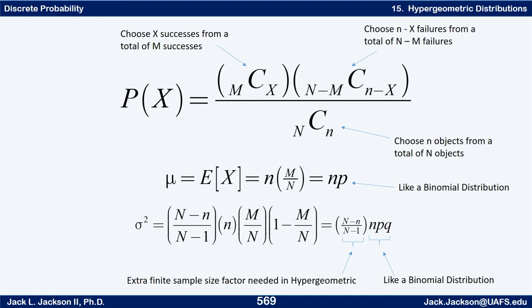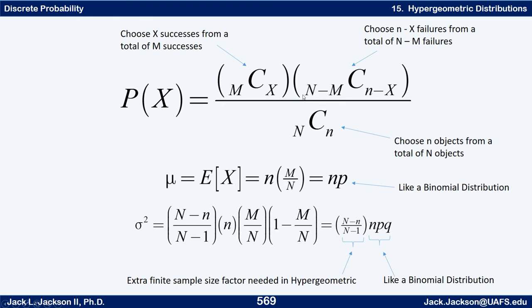So how do we make sense out of the three parts of this formula? Well, the m choose x is the choose x successes from a total of m successes. So there are x successes in our sample, m successes in the population. So we're choosing x items from a group of m items. Now how many failures does that leave? Well, if there are capital N items in the population, and m of them are successes, then N minus m of them are failures.